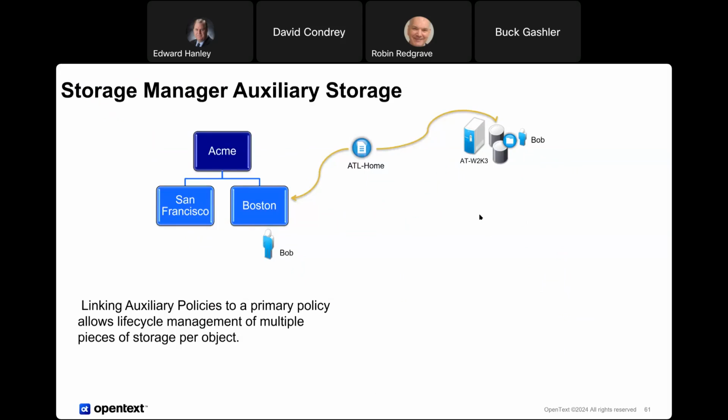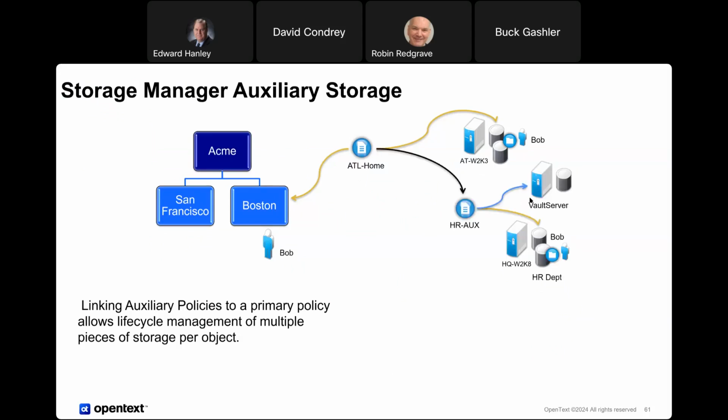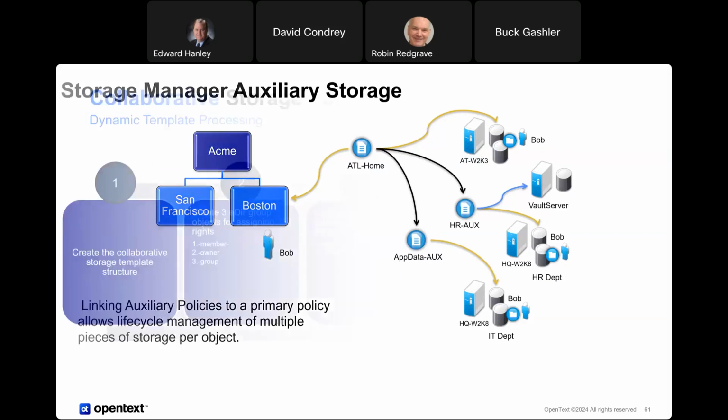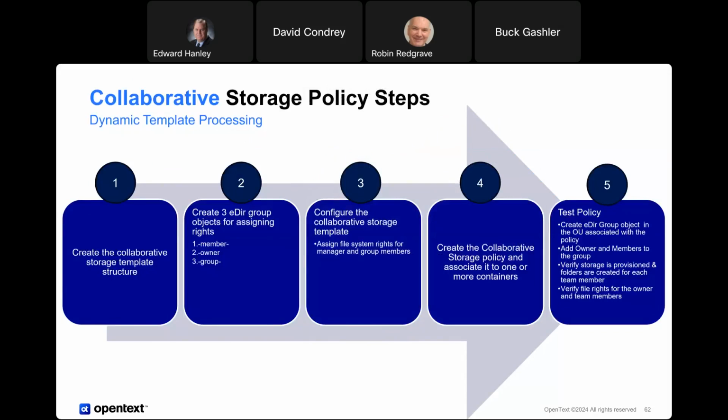Auxiliary storage is a cool thing. Basically, maybe you have different folders that need to be managed for each user. So maybe one for HR or one for the IT department for application data or something like that. So auxiliary policies allow you to layer multiple pieces of storage and manage them for each user based on the life cycle. Over on the collaborative side, real quick, we'll talk about that.